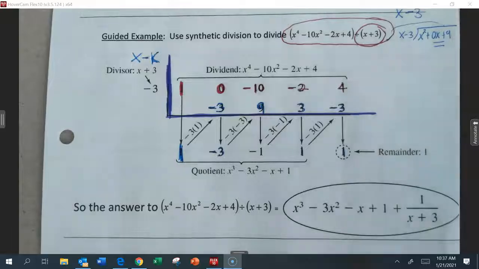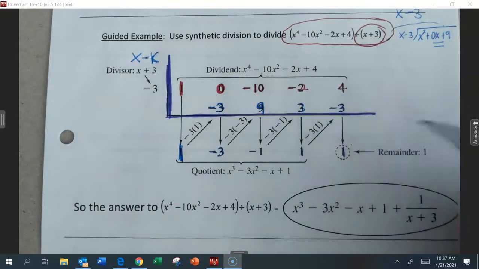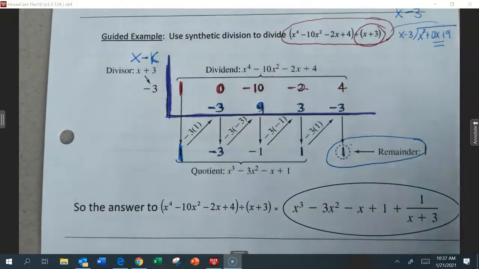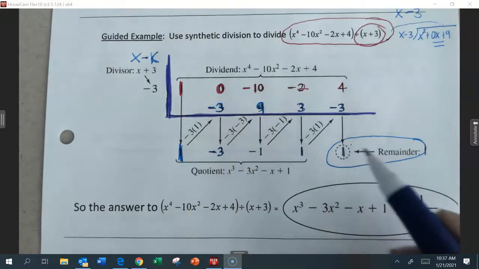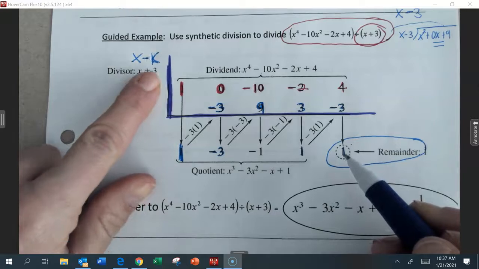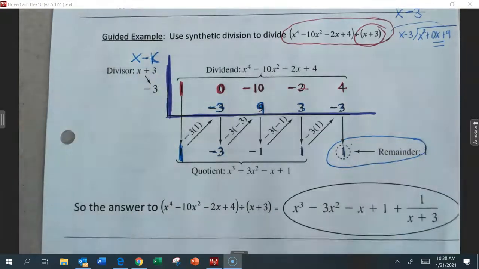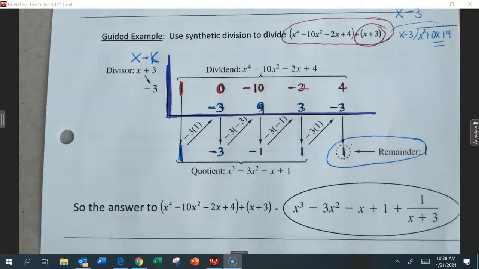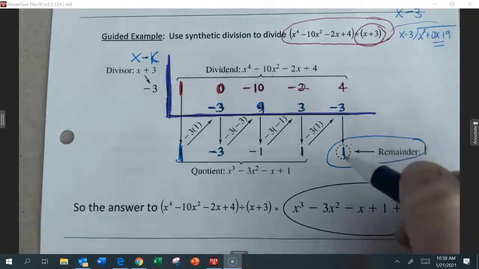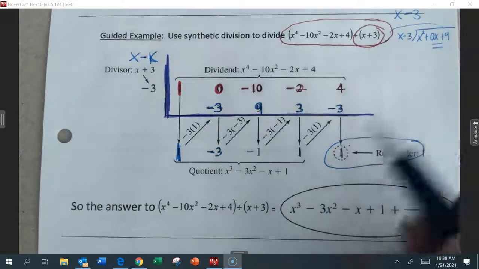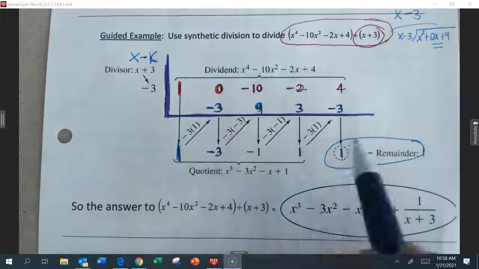There's nowhere else. Now this is where people get a little confused. This last number is always your remainder. So what happens is I'm going to have a 1 over x plus 3 in my answer, because we always put the remainder over the divisor. Okay? Now, to write our final answer, students, look up here, because this is confusing to people. They're like, well, how do I know? This isn't your final answer.